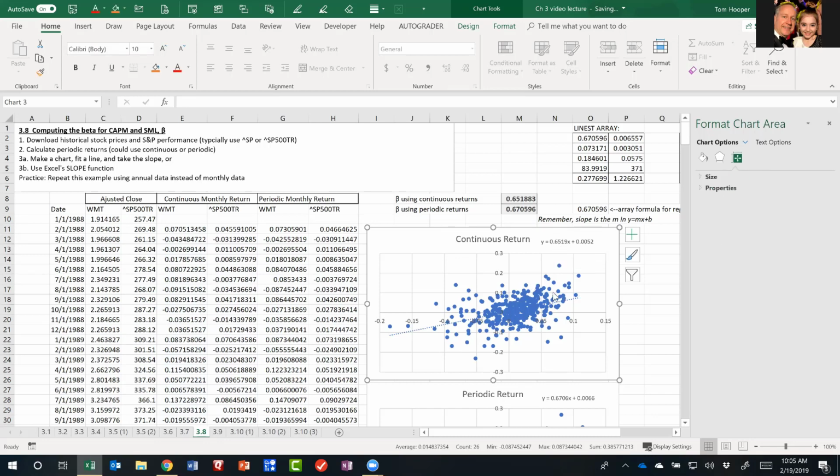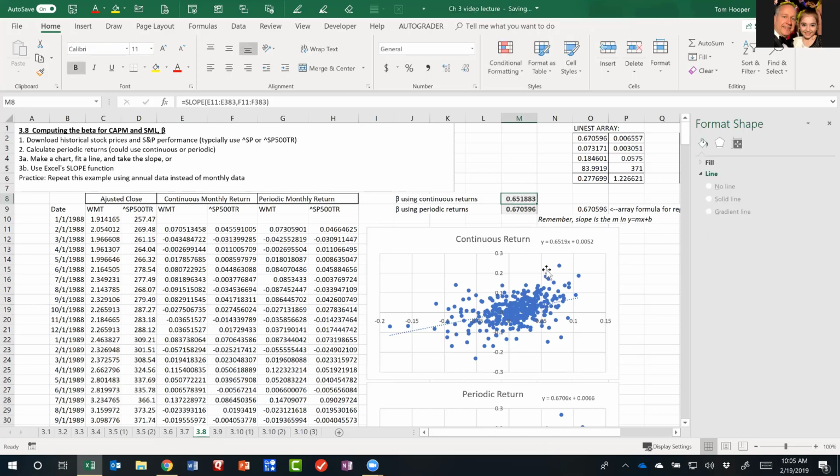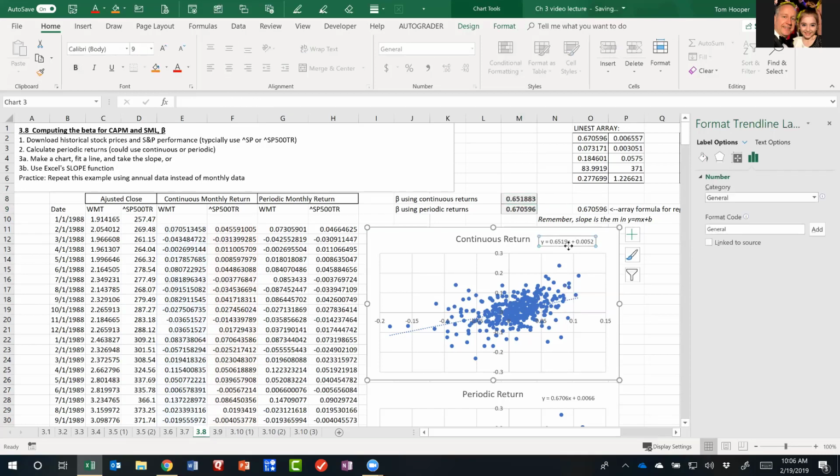If you don't want to go to the trouble to make the chart, you can use this slope function in Excel. It's the same chart here. It says, what's the slope of Walmart's return versus S&P's return? If I did make this chart and find that best fit line, what would the slope of that line be? And so that's another way to get beta. The 0.651883 is exactly the same as what we get from the chart.